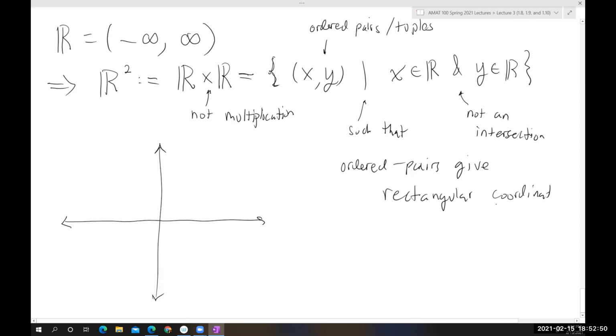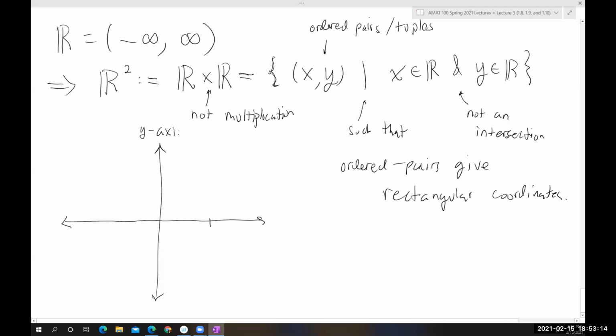Their coordinates give you a position in the plane. So maybe X is some point. The first number in the ordered pair corresponds to a position along the x-axis, and then the second number corresponds to a position along the y-axis, or this vertical axis.